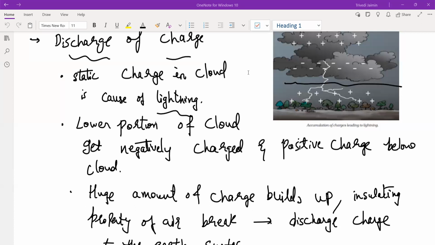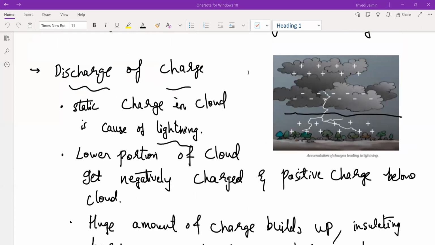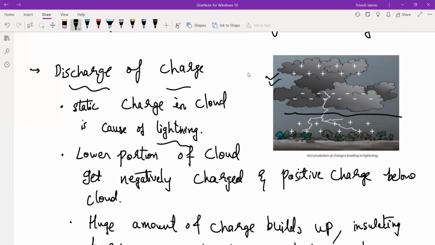So as we were discussing about discharge of charges. In short, what is happening? Static charge in the cloud is the cause of lightning. So the main cause of lightning is static charge. Right? So the lower portion of the cloud gets negatively charged. Lower portion of the cloud, let me change color. Lower portion of the cloud gets negatively charged and there is positive charge below the cloud.